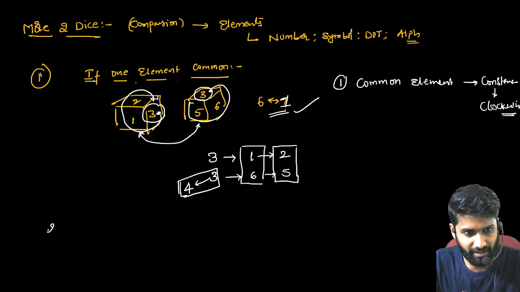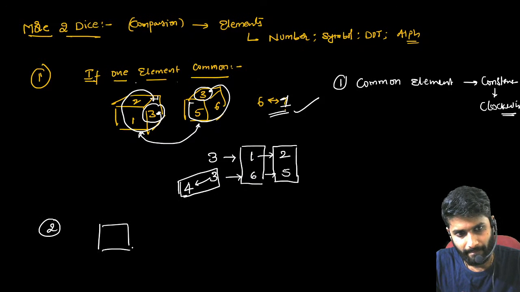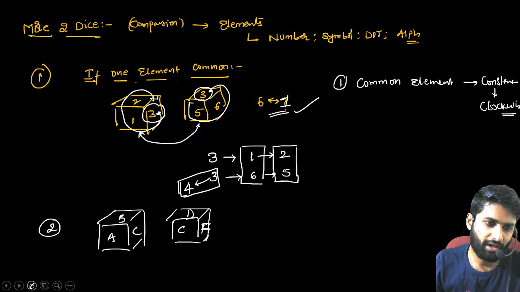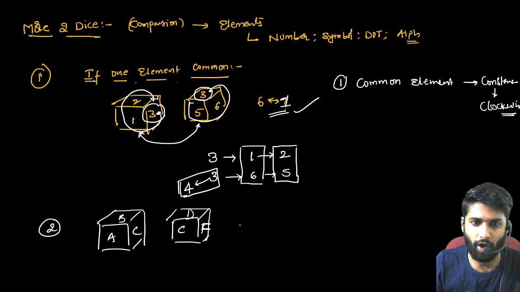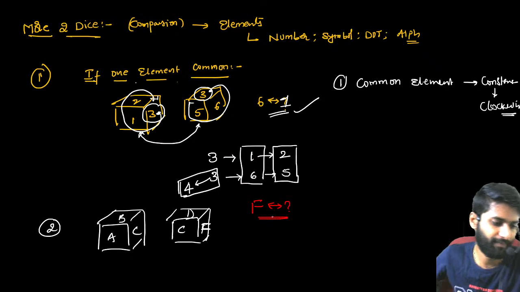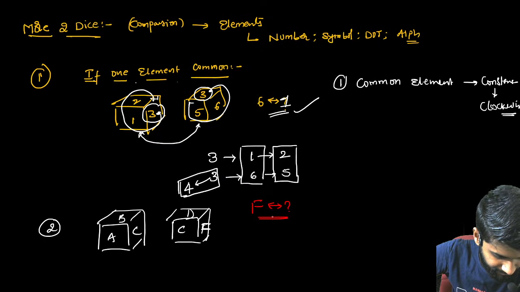Okay, let me go to one more example. So that is the first concept: if one element is common, take it as a constant and consider clockwise notation. A, B, C and C, D, F. Then what is the opposite of F? What is the opposite of F? This is my question now. Give me the answer.